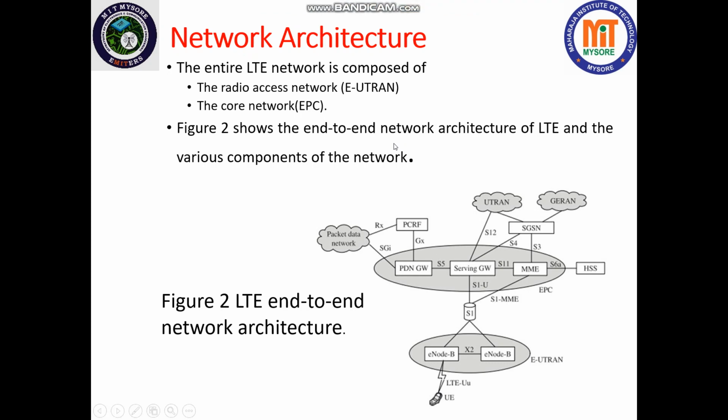Let us now look at network architecture of LTE. The entire LTE network is composed of the radio access network, which is known as Evolved UTRAN, which is over here, and the core network known as Evolved Packet Core, EPC. In module 1 also we have discussed this kind of network, right? The same thing has been repeated with some more explanation. Now let us look into the various components of this network one by one.